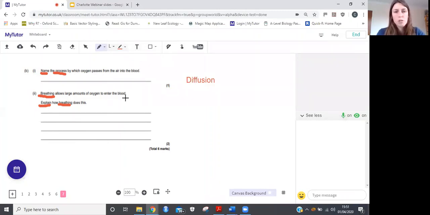So when we talked about breathing earlier, we said we take a deep breath, our diaphragm contracts and moves down, our intercostal muscles also contract and move our ribs out and up so that we get that big cavity within us that allows lots of air to come through our mouth and our nose, down our trachea, into our lungs. And there's one part of the 3 ways of increasing the rate of diffusion we talked about earlier that this helps with, and that is maintaining that concentration gradient.